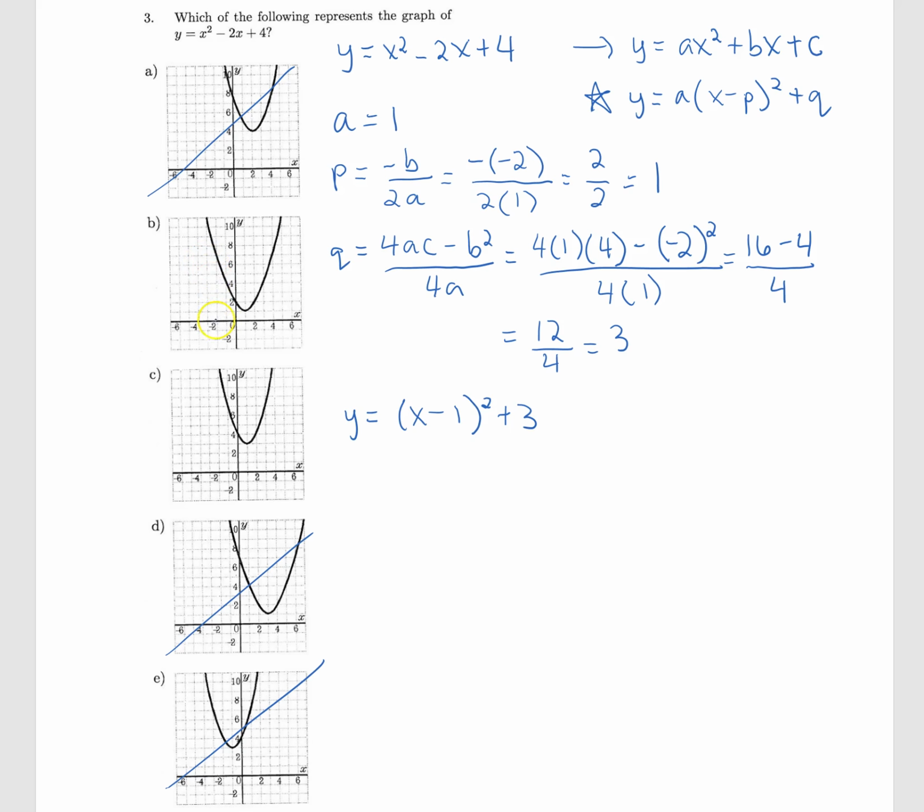Looking a little bit more closely at B and C, we can look at our term q here, and we know that's a shift of the vertex up or down, and when q is positive, we are moving our parabola up. So we've shifted our vertex to the right 1 unit and up 3 units. Looking at these two options here, we want the one that has a vertex at x equals 1, y equals 3, which is this option here. So C is the right answer.